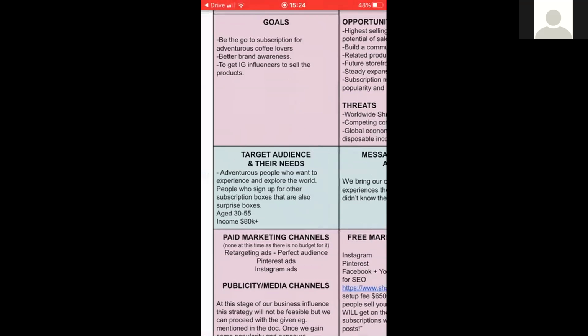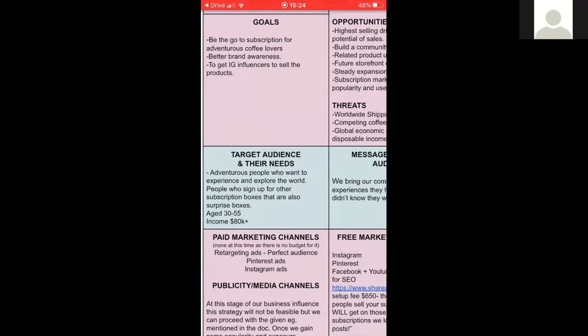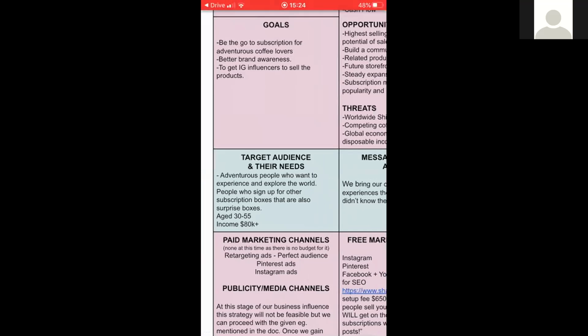The next thing is the target audience and their needs. This is your customer avatar, which is a completely different type of training, but put in there the main key points about your customer. Now, as you can see here, the income for this particular client is that the customer needs to be earning over $80,000 a year. Now, what will that mean? Why would you need to know that?